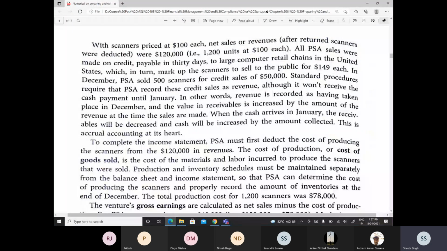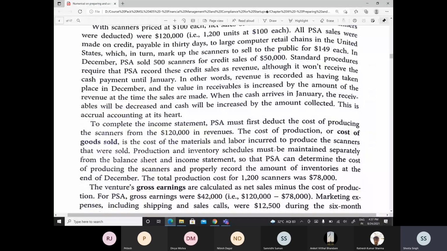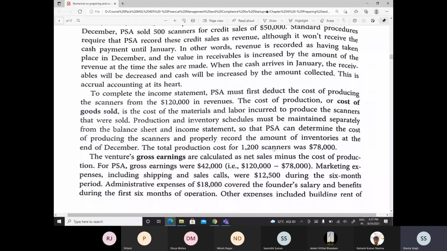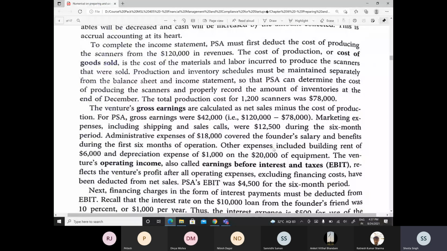To complete the income statement, PSA must first deduct the cost of producing the scanners from the $120,000 in revenues. The cost of production, or cost of goods sold, is the cost of the materials and labor incurred to produce the scanners that were sold. Production and inventory schedules must be maintained separately from the balance sheet and income statement so that PSA can determine the cost of producing the scanners and properly record the amount of inventories at the end of December.